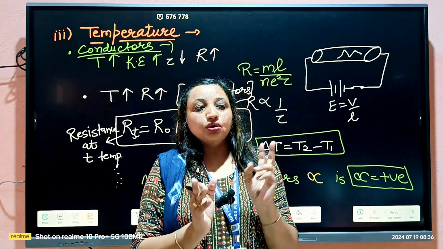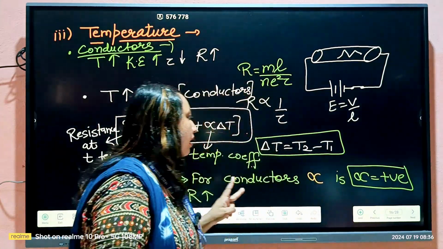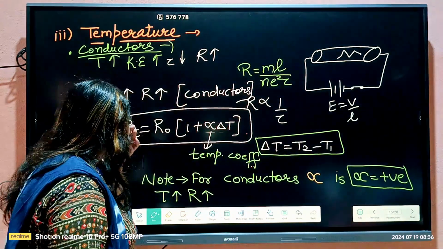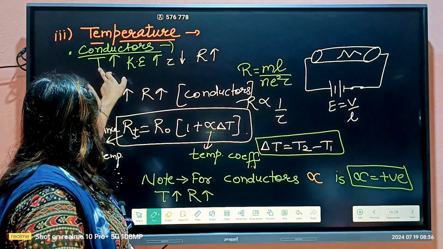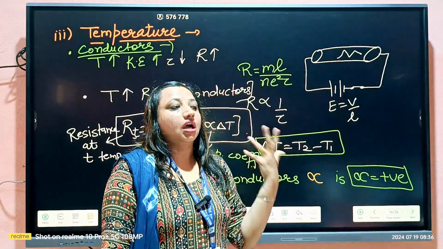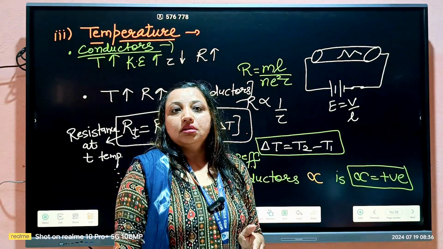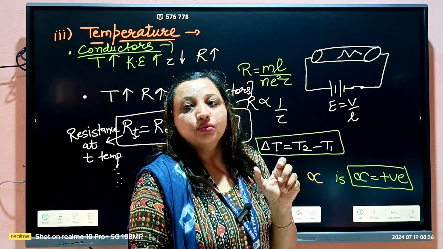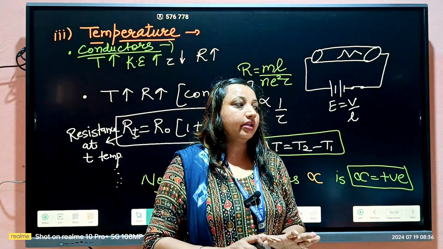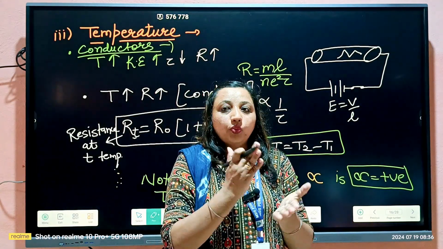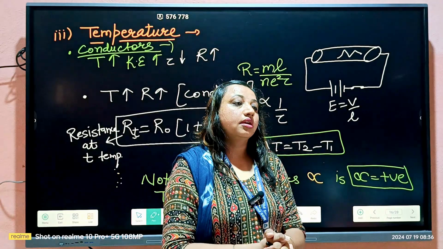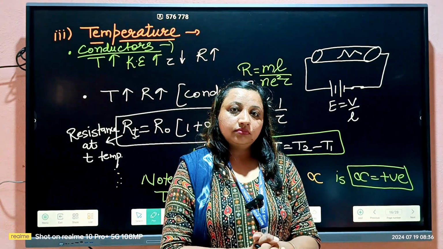Understand now? So you have to remember 2 things. Alpha is positive for the conductors. Another one, with the increase in the temperature, tau decreases, due to which R increases. So in one line, if you have to conclude the effect of the temperature on the resistance of the conductors, what you conclude? That with increase in the temperature, the resistance of the conductors increases.